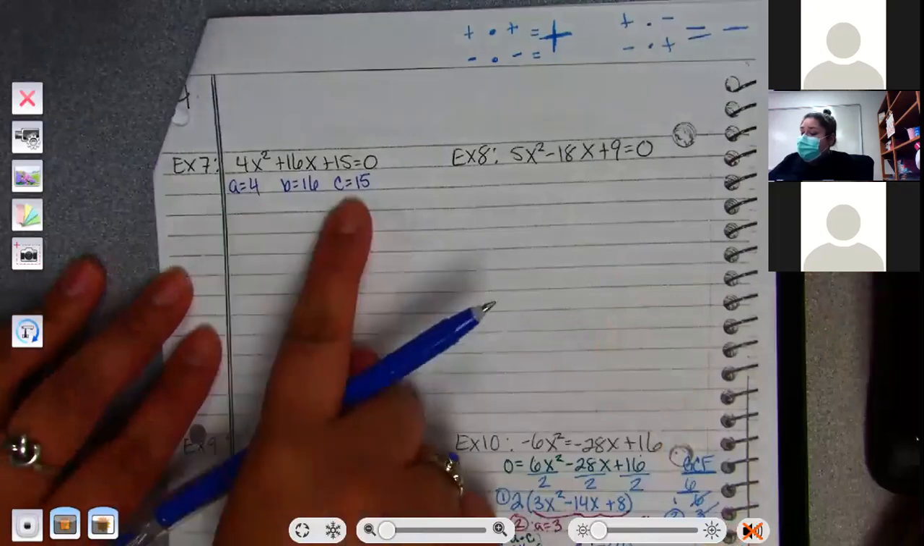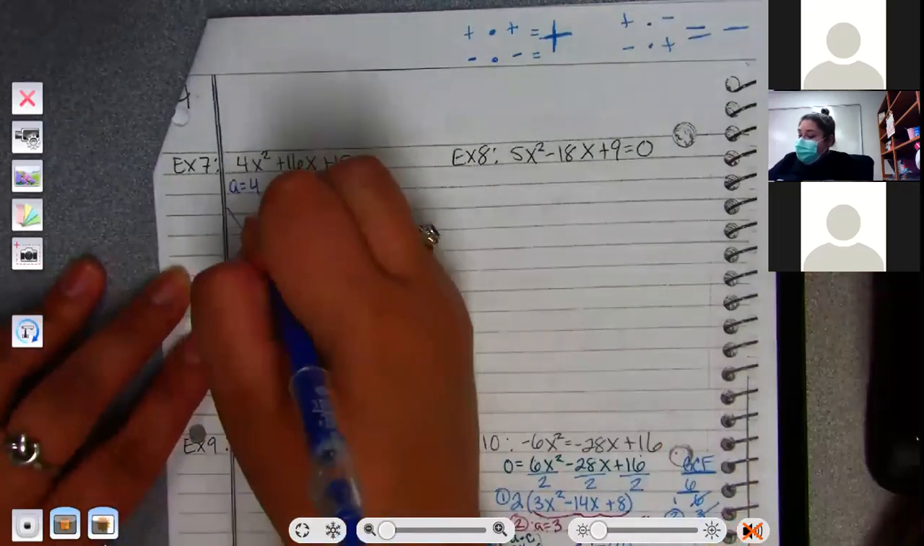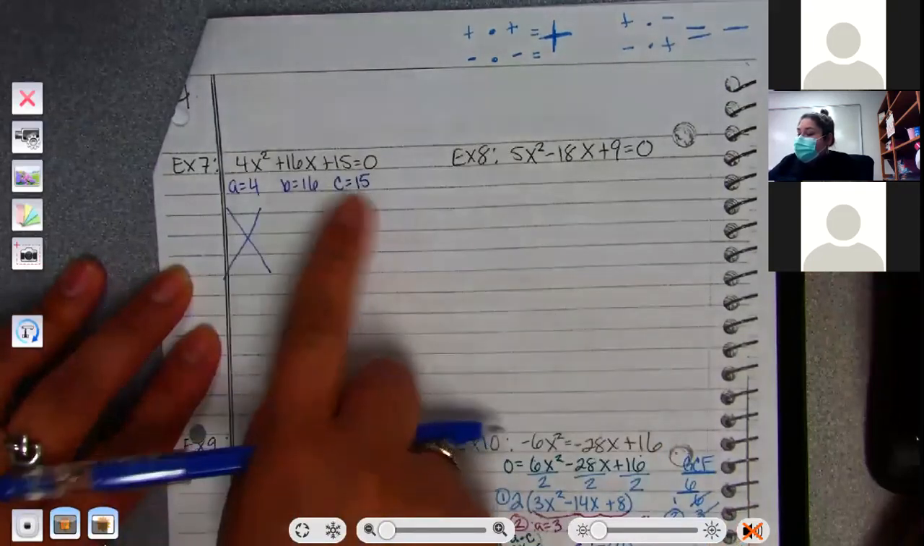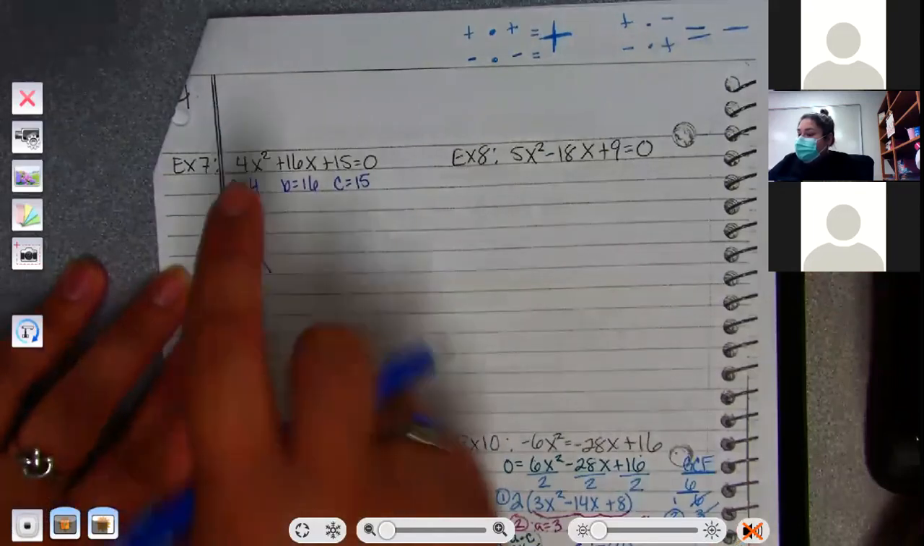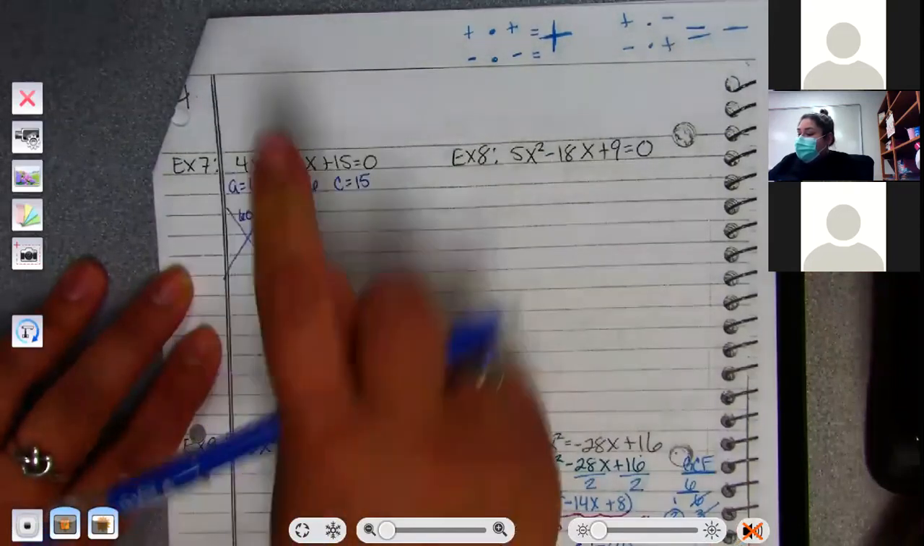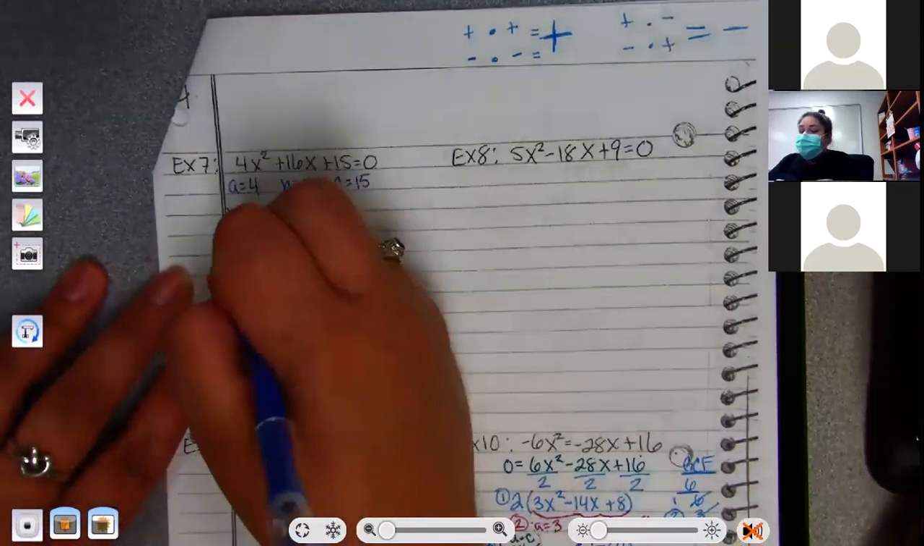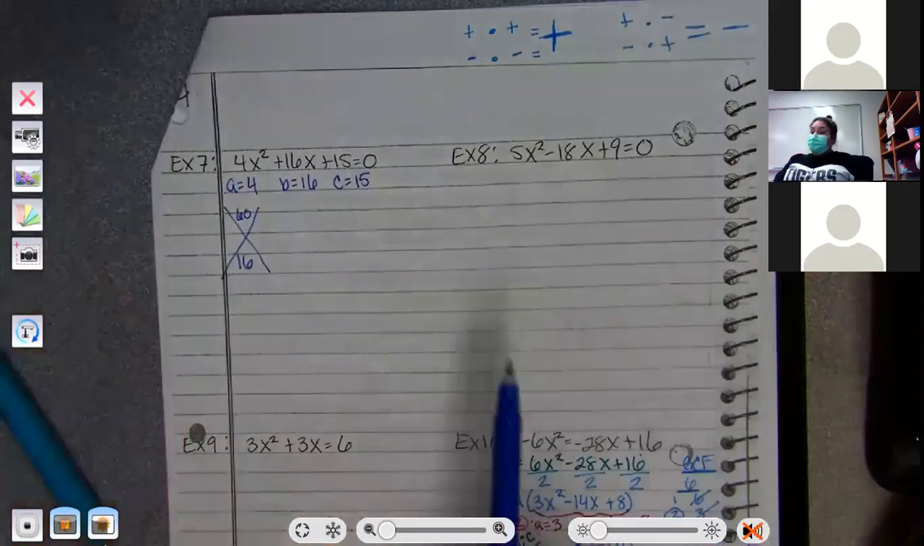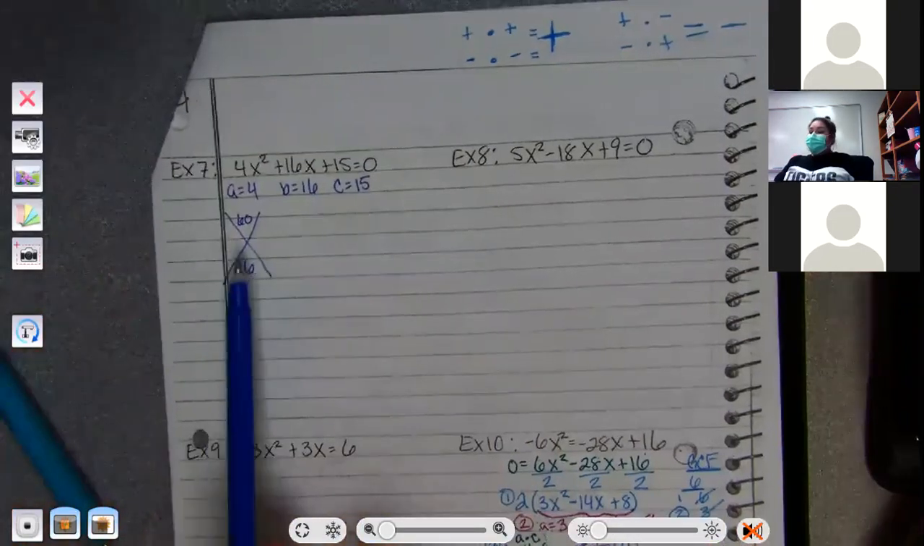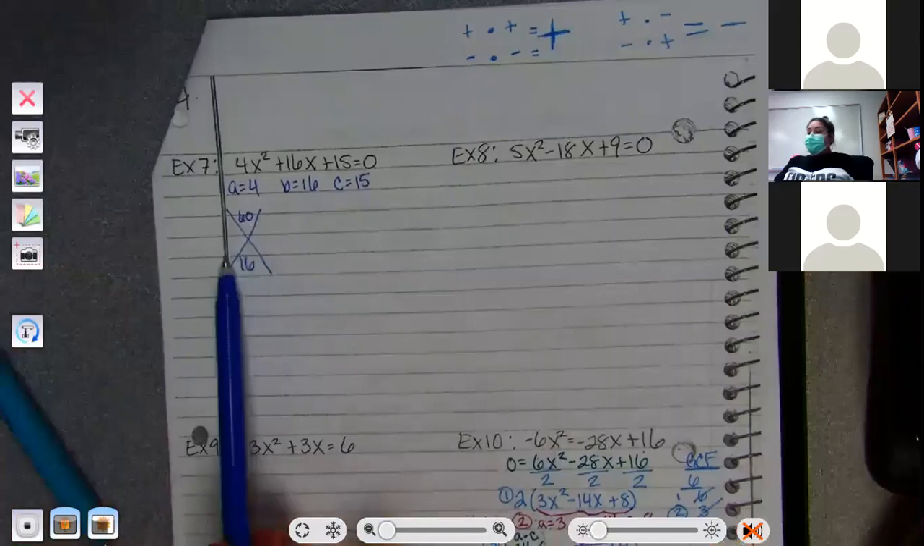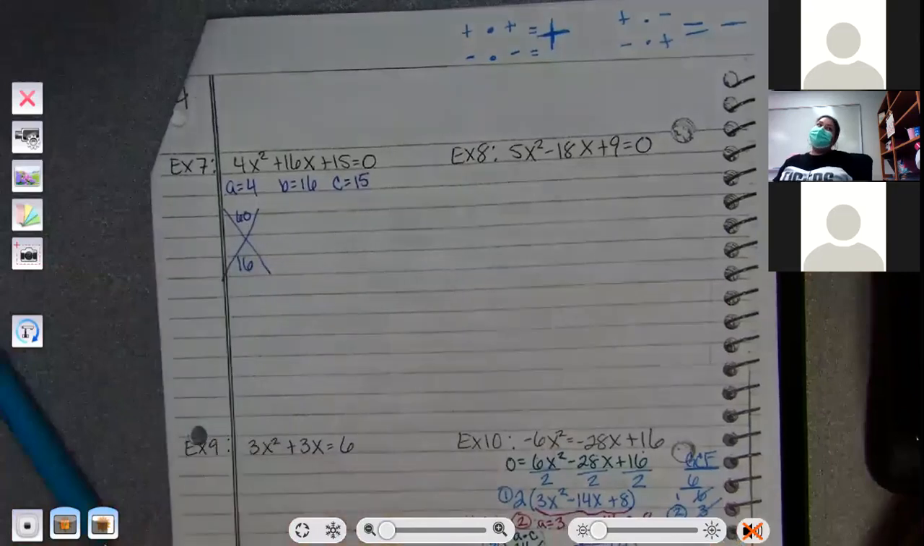Once you have your A, B, and C, we're going to use our X. So 15 times 4 is 60. And then your B, which is a 16, is going to go at the bottom. So what two numbers can I multiply to get 60 and add them together to get 16? Type them in the chat. I'm gonna give you a few seconds to think about that.